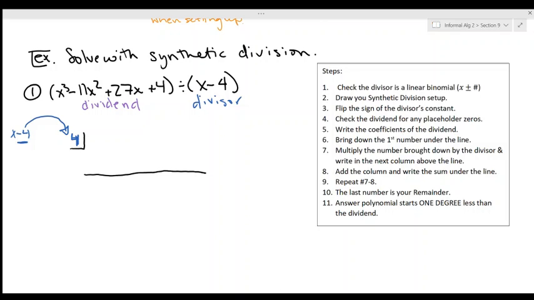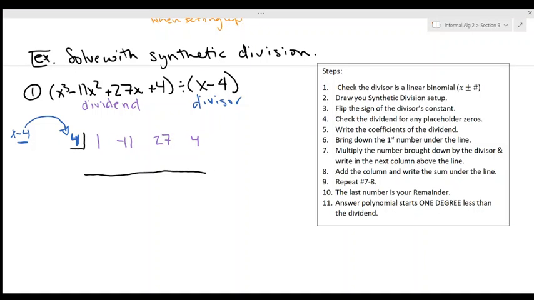With the dividend, you're going to write all of the coefficients, the numbers in front of the variable. In front of this x to the third is technically a 1, so I'm going to write that 1 down. In front of my x squared, I have a negative 11. I have to make sure to write that negative in. If I don't, it'll mess everything up. In front of my x, I have a positive 27, so I'm going to write 27. If you want to write a plus here, you can. You don't have to. And for my constant, we just have a 4, so that's my last number I write.